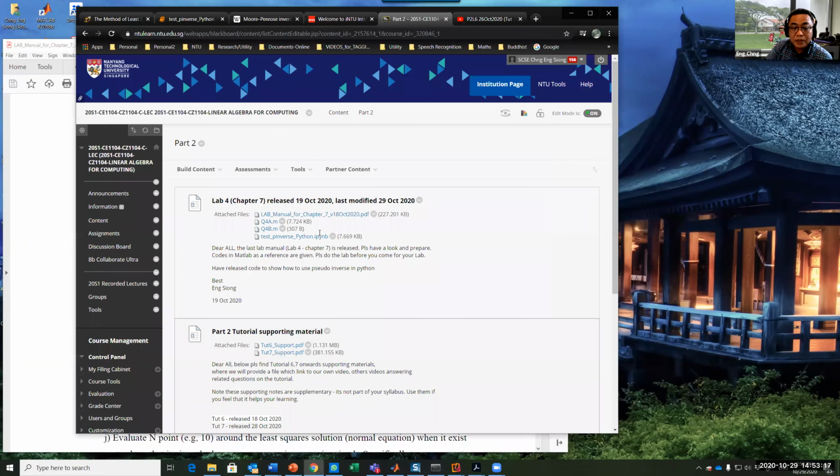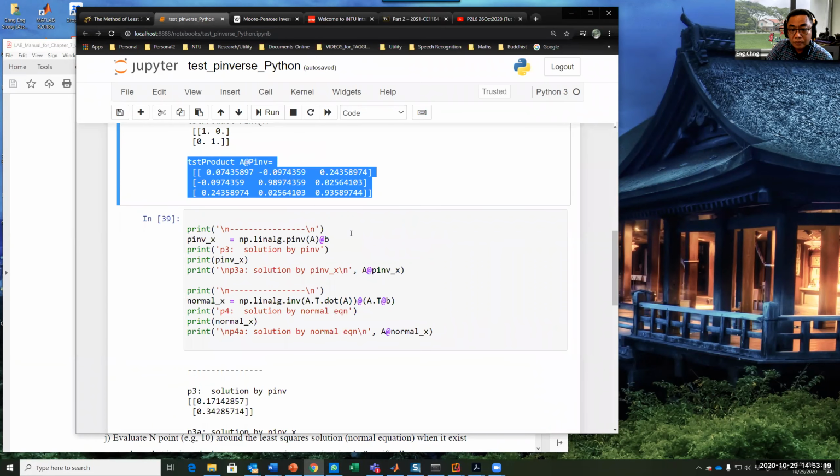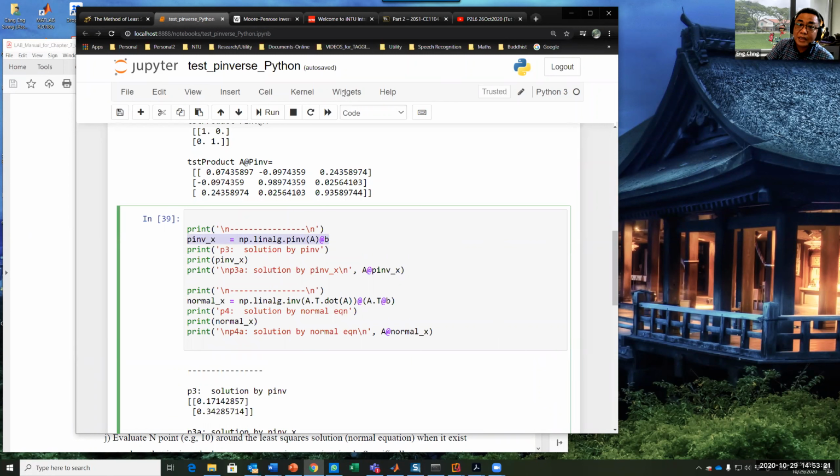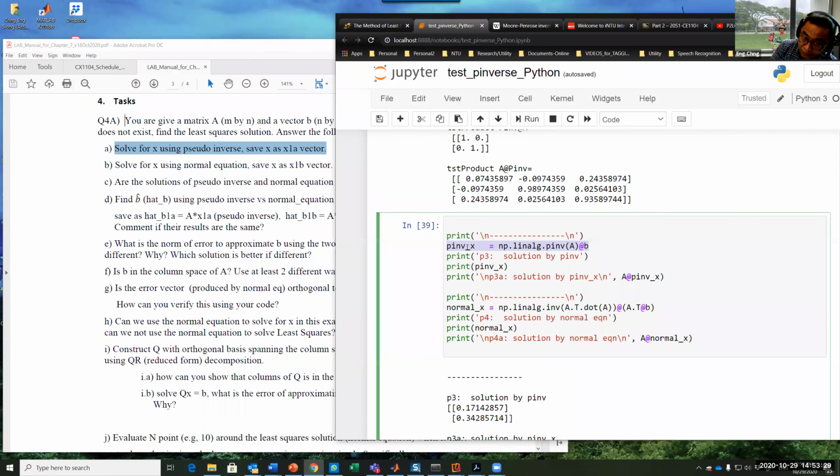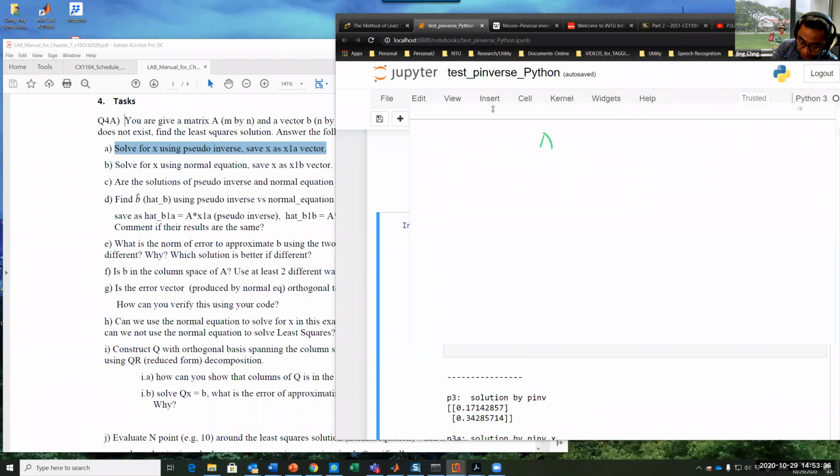So the next line of code is here. This is how to get x, the solution of x. What we're trying to do here is this. I'm going to write the problem here. We know that our problem is we are given A, we are given B, find x hat, first using pseudo inverse for question number 4A.